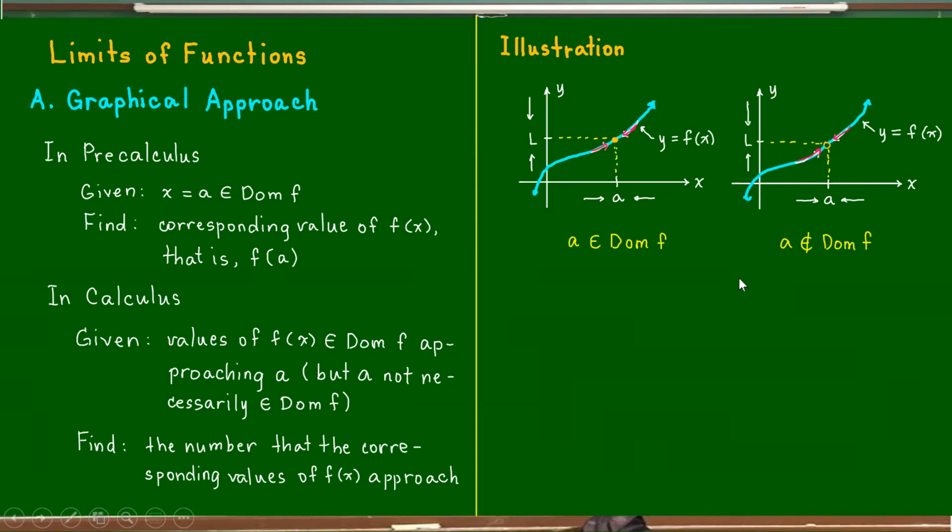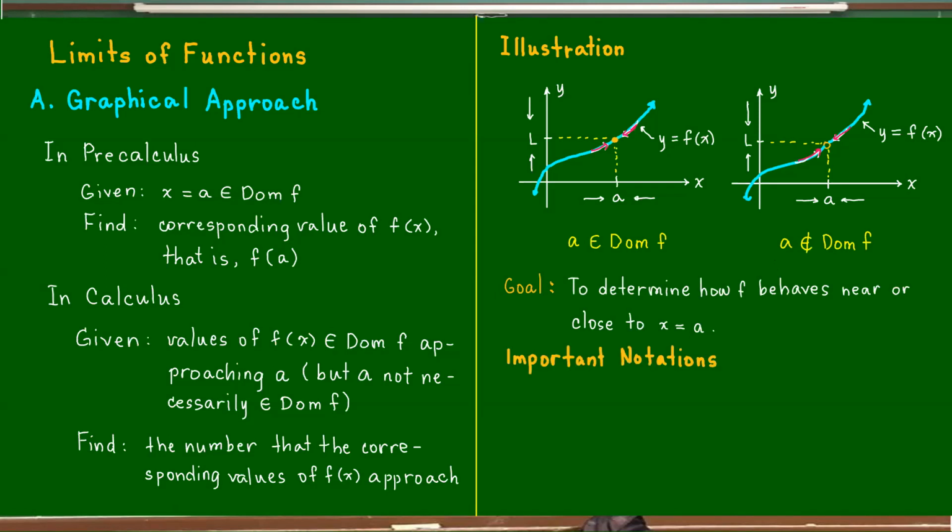In other words, it doesn't matter whether the a approached by x is in the domain of f or not in the domain of f. It's still possible for the limiting value to be attained by the function values as x approaches this a. So see the difference between the limit of a function and the function value. Even if the function value does not exist, it is possible for the limit to exist. Our goal is to determine how f behaves near or close to x equals a.